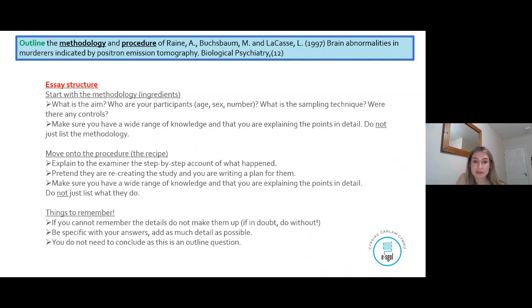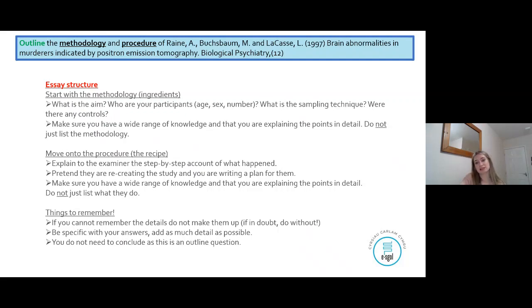Moving on then to the procedure, which I said is like a recipe. Explain to the examiner the step-by-step account of what happened. First of all, it was experiment 1. They saw 7 video clips. How long were the video clips? They then had a questionnaire. How many questions did the questionnaire have? Was there a critical question? What was the critical question? Can you give me an example of what they were? The changes in the verbs: smashed, hit, collided, bumped, etc.